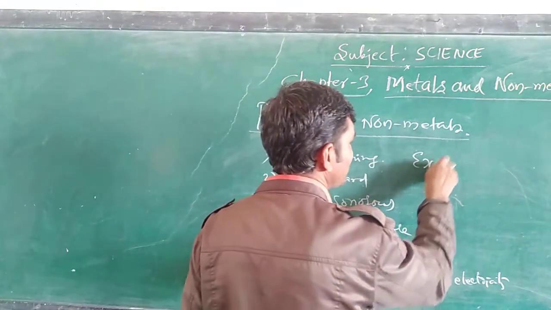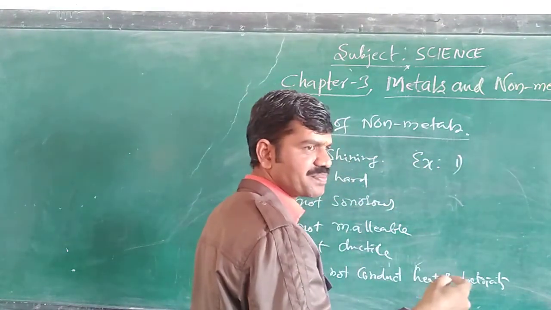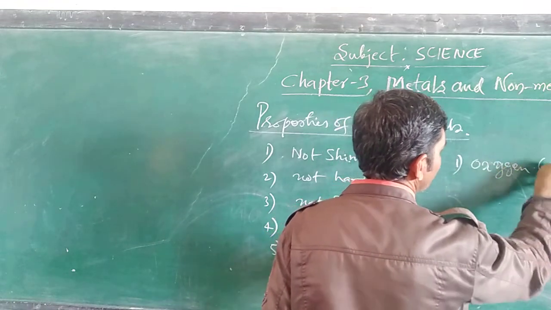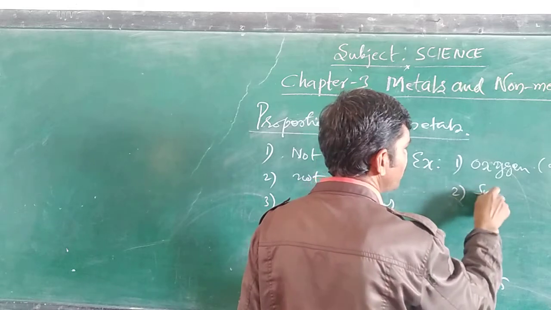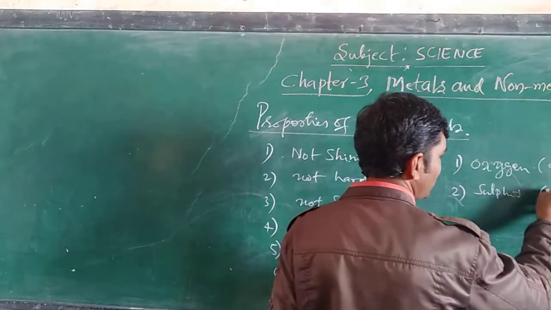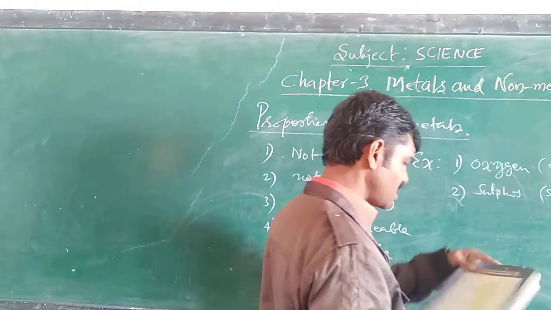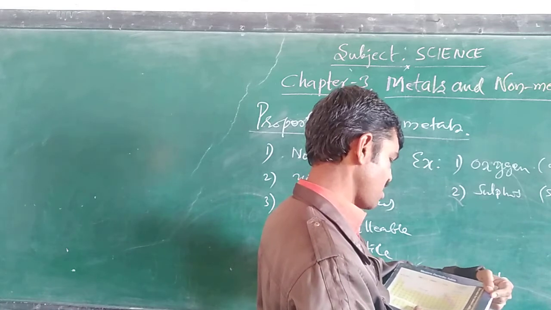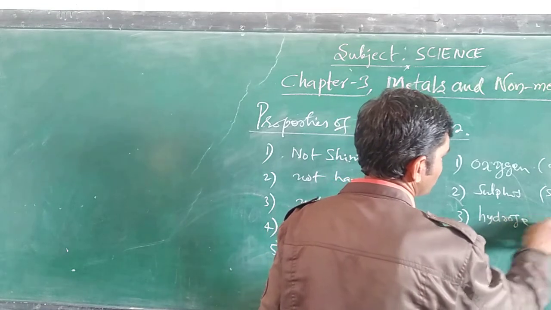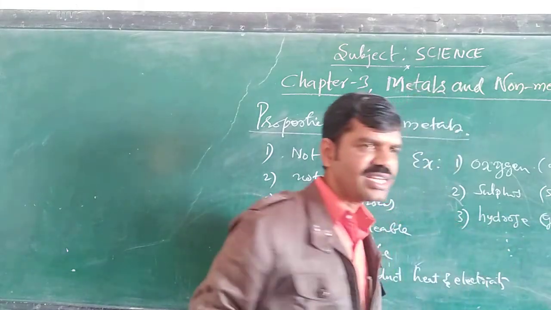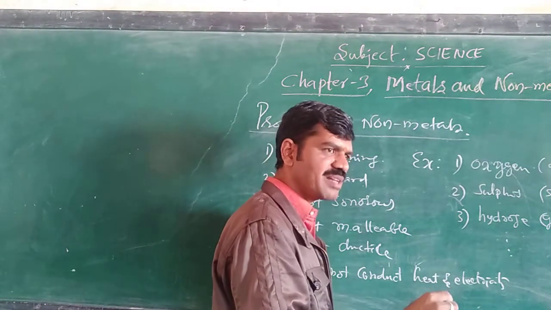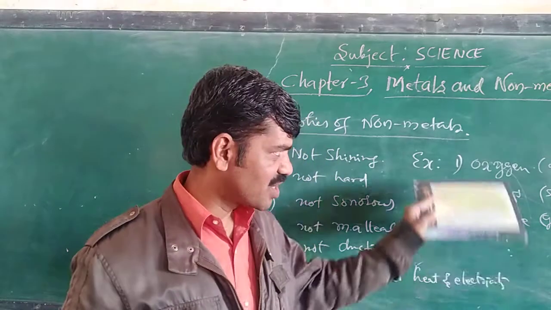Examples. Yes, can anybody tell me examples? Oxygen. Oxygen is there in the form of gas. Sulfur. Sulfur, gas or solid? Solid. Is it given here? Yes. Hydrogen. It is there as a gas. Like this, we can write bromine. Bromine is the only non-metal which is in liquid form. So these are all examples of non-metals.